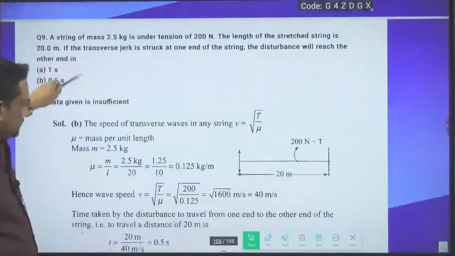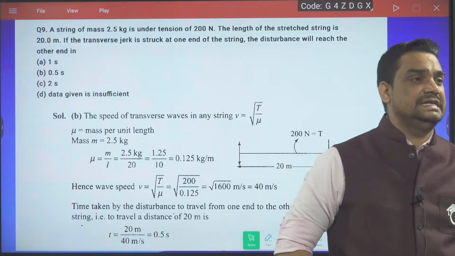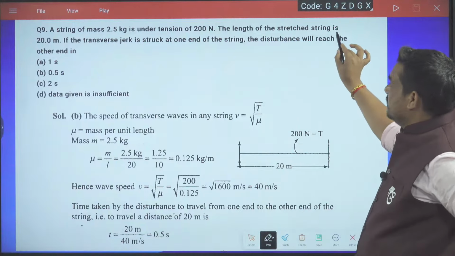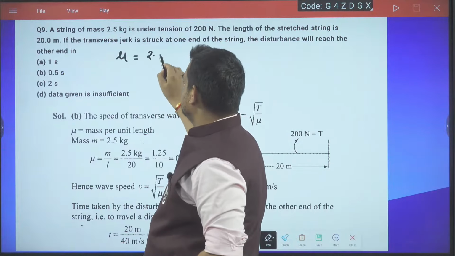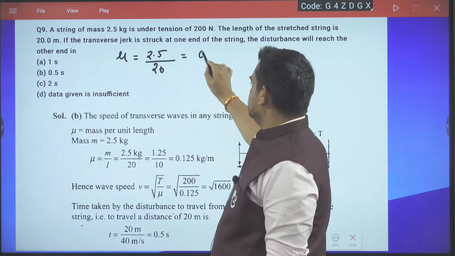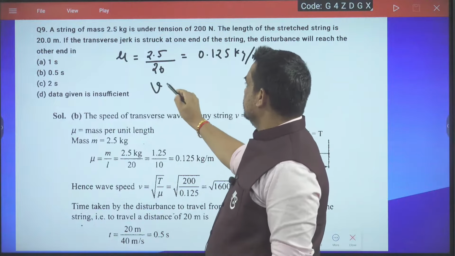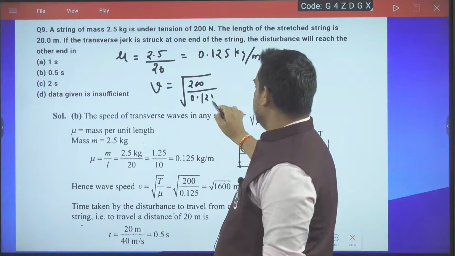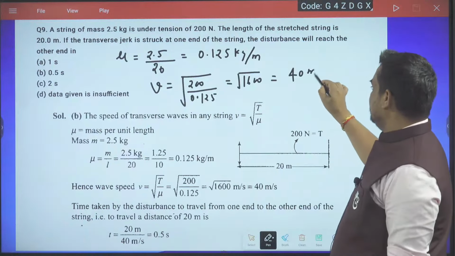Okay, a string of mass 2.5 kg is under a given tension, and the length is 20 meters. First of all, you will find the mu. So mu basically becomes 2.5 divided by 20, which is 0.125 kg per meter. Then we will find the speed, which is root of tension by mu. So 200 divided by 0.125, which is root of 1600, which becomes 40 meter per second.